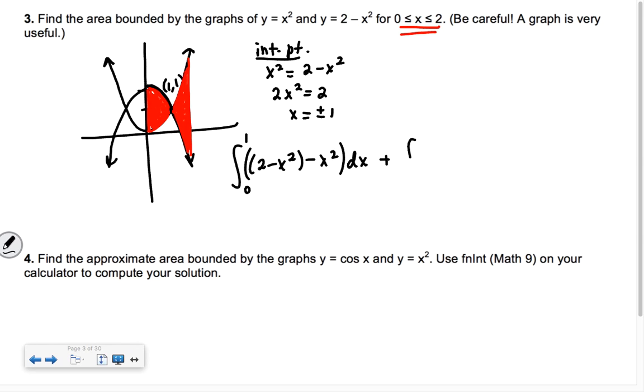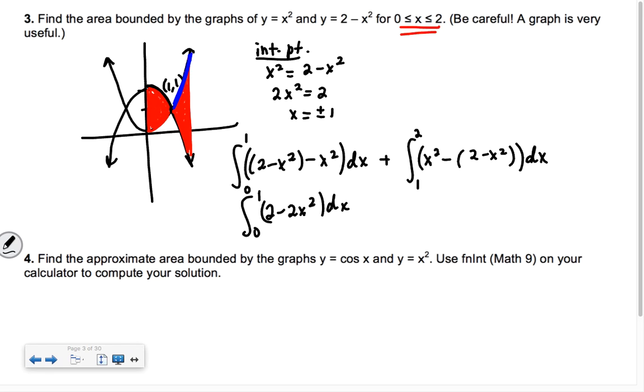And then the second integral is going to be from what? 1 to 2. And it's going to be the top curve is now x squared. It's this one. And then it's minus the 2 minus x squared. And you can simplify them a little bit if you want to before you put them in the calculator. So it would be the integral from 0 to 1 of 2 minus 2x squared dx. And then 1 to 2, 2x squared minus 2 dx.